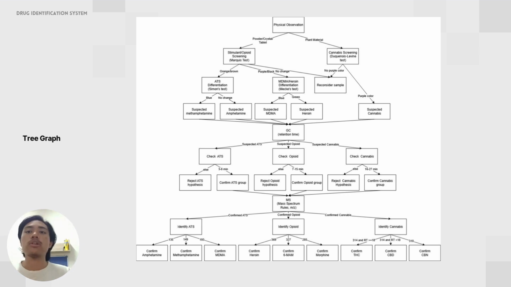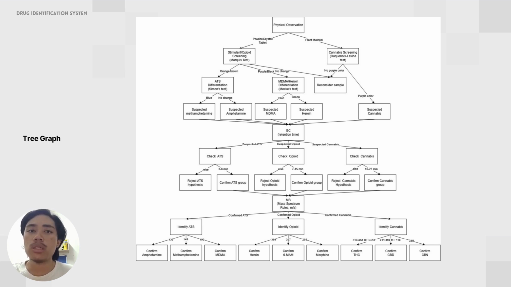And then we're going to talk about the tree graph. The first thing will be the physical observation. Either it will be powder, crystal, or tablet, which indicates a stimulant or opioid drug, or it will be plant material, which indicates a cannabis drug type.